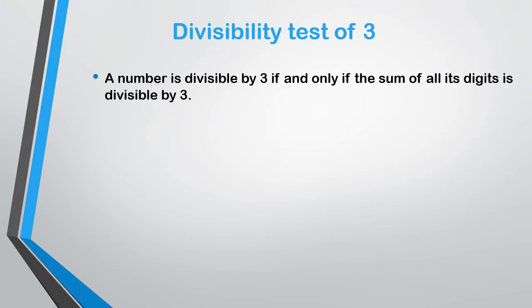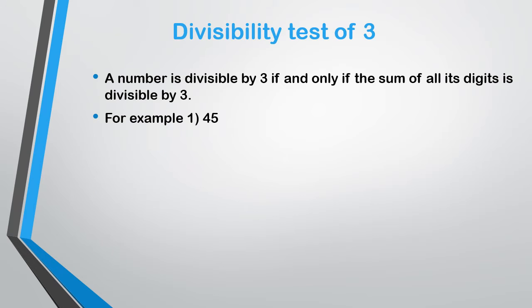A number is divisible by 3 if and only if the sum of all its digits is divisible by 3. So to check the divisibility by 3, we have to find the sum of the digits of the given number. Then you have to check whether the sum of digits is divisible by 3 or not. We will see an example, then you can understand easily.